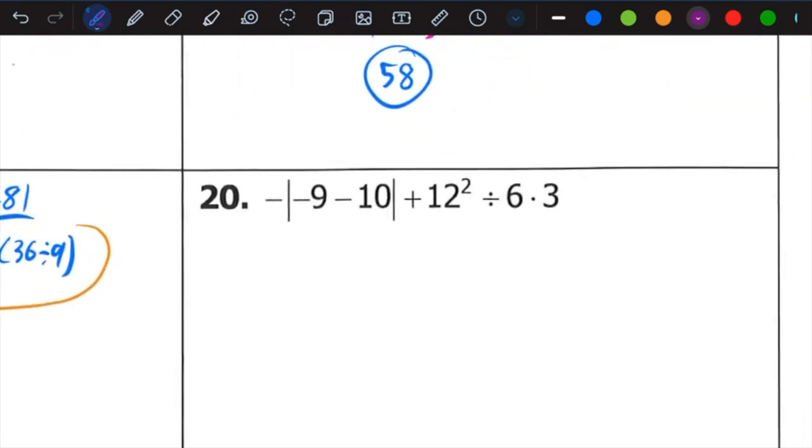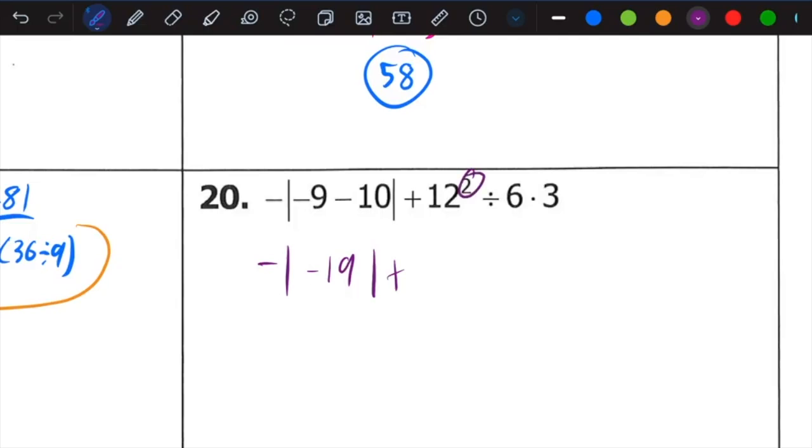Number 20. We have this grouping symbol, so we'll start there. The negative is outside, so the negative will stay outside. So you have the negative absolute value of negative 19. Two negatives add up to be a bigger negative.